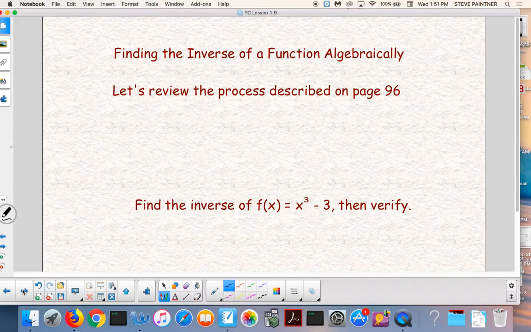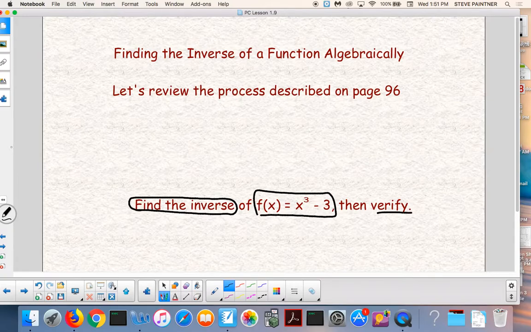So let's go find the inverse. Ready? I would like you to find the inverse of that. And then when you're all done, verify, which means prove it. I did that on the second slide. There are actually 4 quick, easy steps. First step. Let's do this. It's really quick and easy.